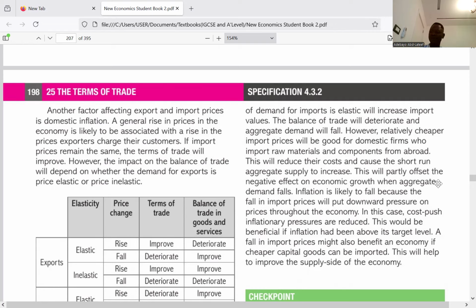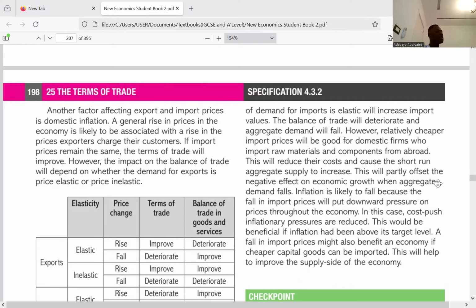And if it is elastic, the terms of trade will deteriorate and the balance of trade will improve, because people will stop buying. Get the point here?